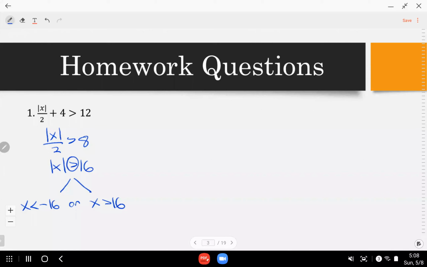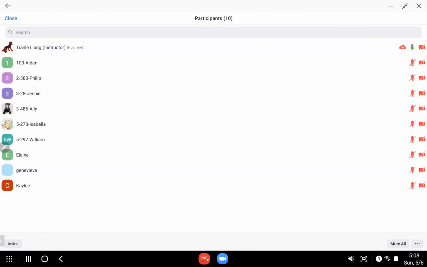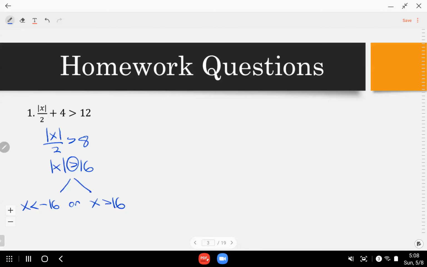All right. Now if we denote this in interval notation, let's see who else can help us here. How about William? Very good, William. Can you tell us the interval notation of this problem? The interval notation is negative infinity, comma, negative 16 in regular parentheses, union 16, comma, infinity in regular parentheses.